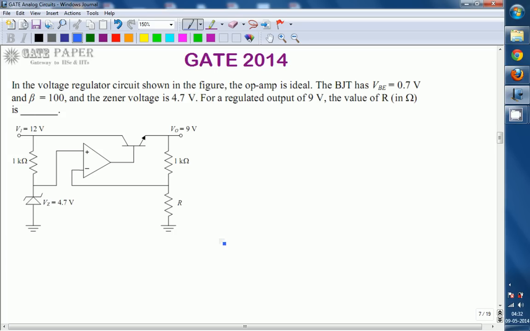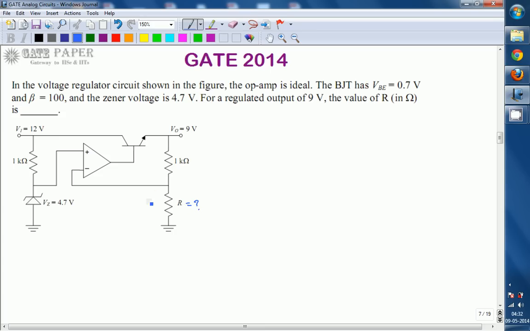So, look at the diagram, we are going to calculate the R value over here. How much is the R value if V0 has to be 9 volts? What was given is that this transistor has VBE of 0.7 volts and beta value of 100, and this zener diode is given as 4.7 volts. Okay, it is very easy to calculate. We are going to calculate the R value.